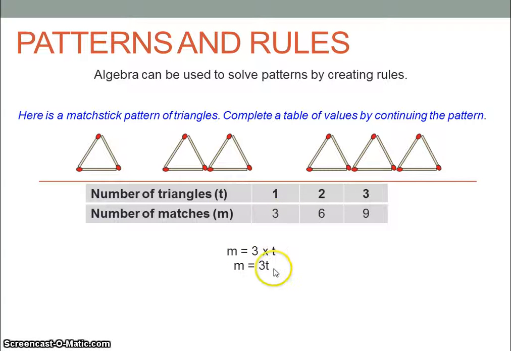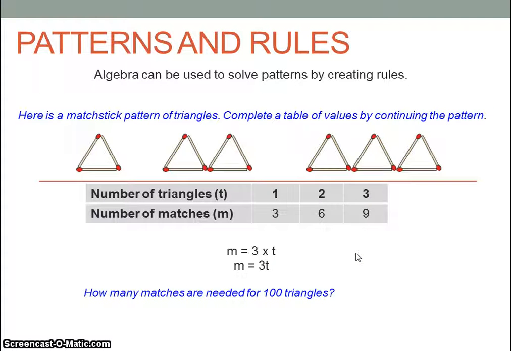So we'll just check. If t is equal to 1, 3 times 1 is 3, so that still holds with our rule. If t is equal to 2, 3 times 2 is equal to 6. And if t is equal to 3, 3 times 3 is equal to 9. So we now have a rule which tells us how many matches it'll take to make any given number of triangles.